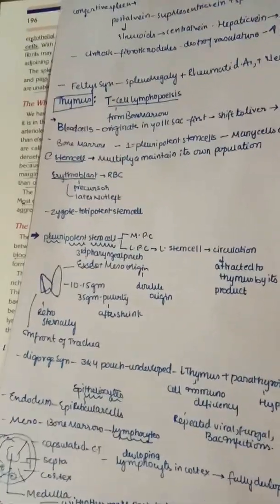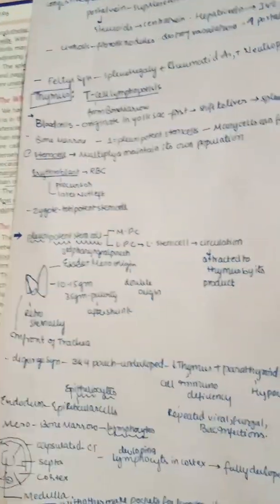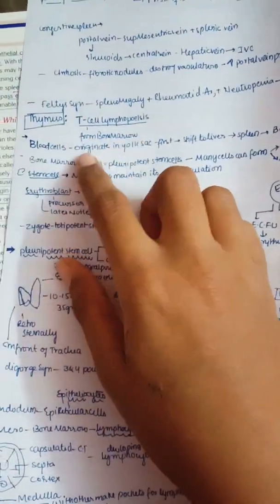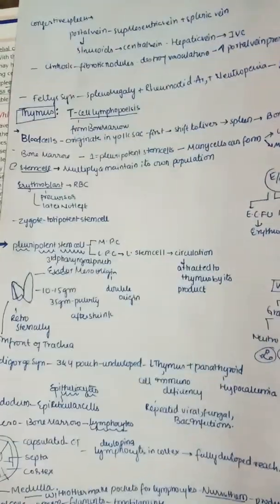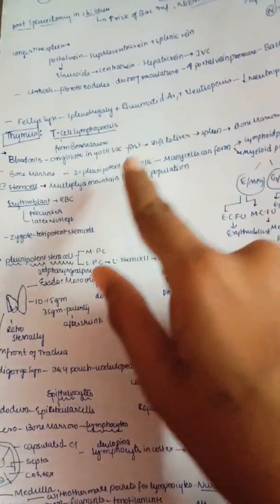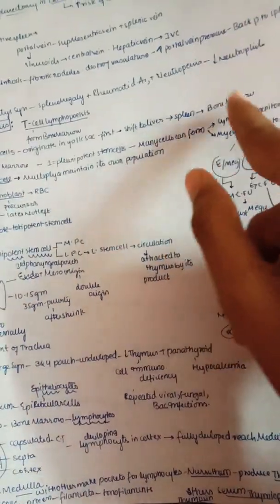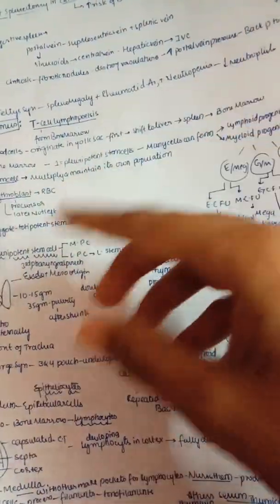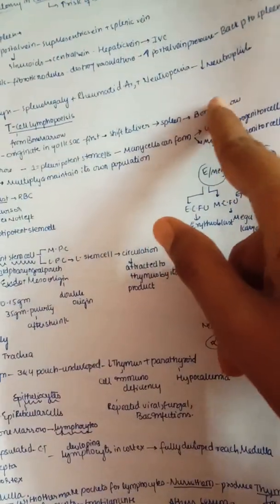Thymus, which is useful for T cell lymphopoiesis; first let us check out where it takes place, from bone marrow. The blood cells mainly originate in the yolk sac first, and next they shift into the liver. This is all taking place in the fetus. From there they shift into the spleen and again into the bone marrow. So after birth, when we are a baby, all our blood cells are present in the bone marrow.